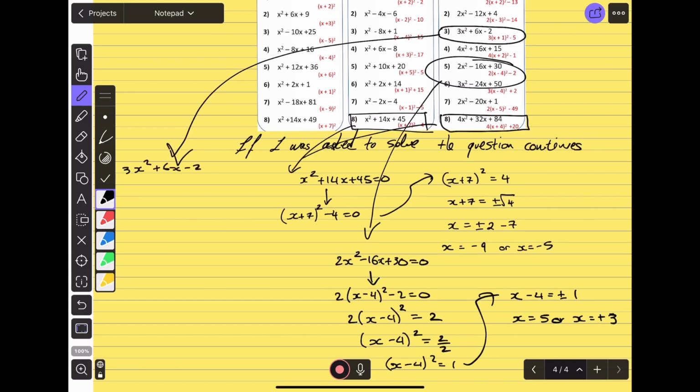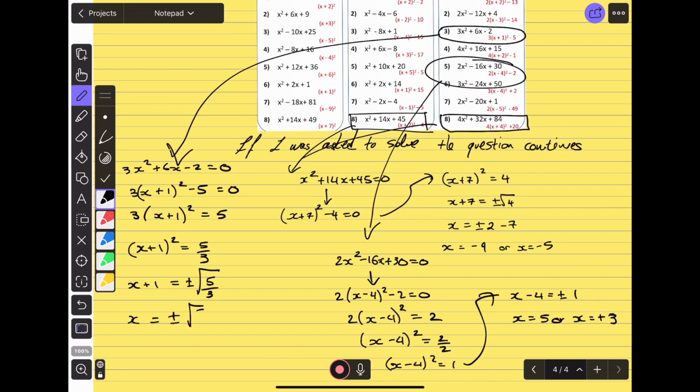We'll try one last one where you don't get a nice number. So when rearranging this question, you will get that something squared is equal to 5 over 3. So I'll square root again, plus minus square root 5 over 3. So therefore x equals plus minus square root 5 over 3, take 1.